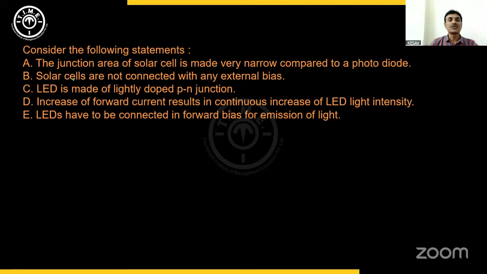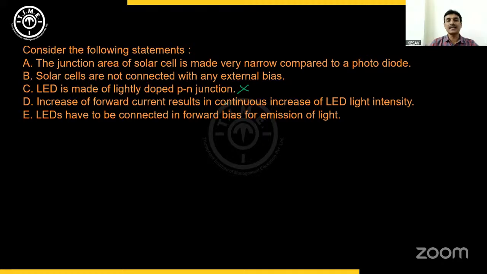B: Solar cells are not connected with any external bias. C: LED is made of lightly doped PN junction. Is LED made of lightly doped PN junction? No, it is heavily doped PN junction, to get more electron-hole recombinations for effective emission of light. It is heavily doped, not lightly doped. So you can rule out statement C.